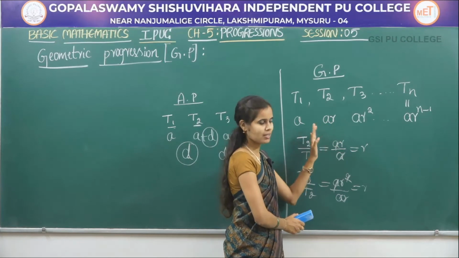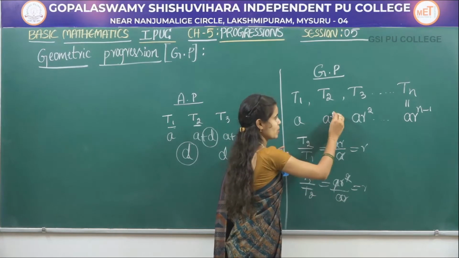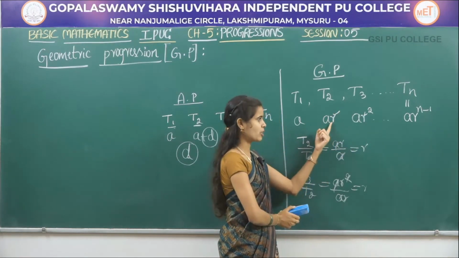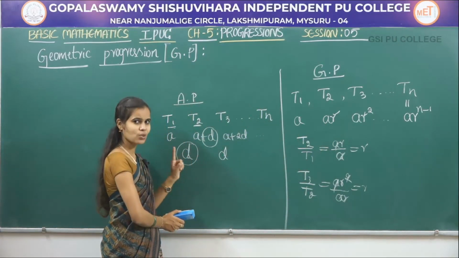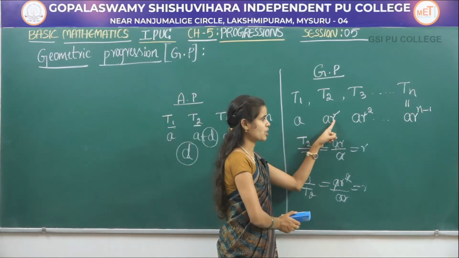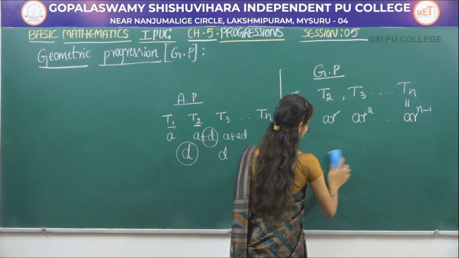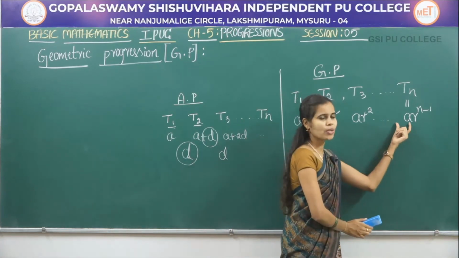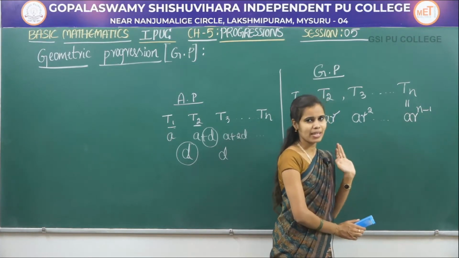Therefore this constant is called the common ratio, and the fixed number is denoted by R because it is called the common ratio. Just as D means common difference, R denotes the common ratio. So the terms in GP are A, AR, A R square, up to the nth term, Tn, defined as A R to the power of n minus 1.